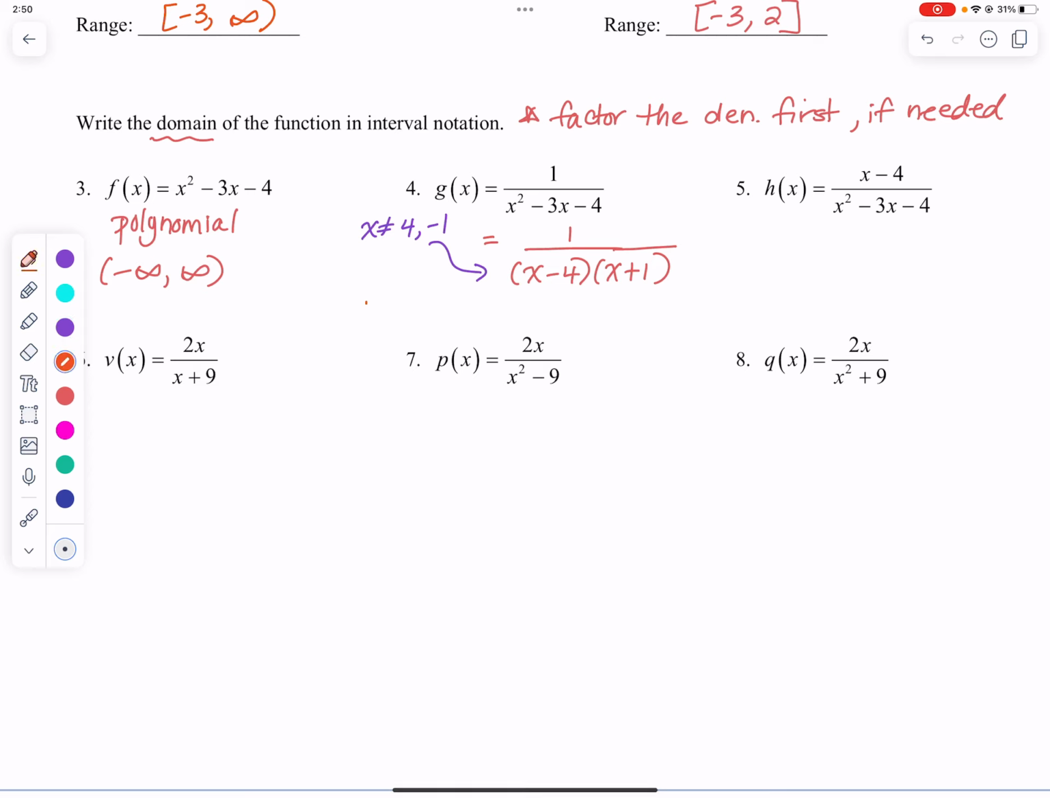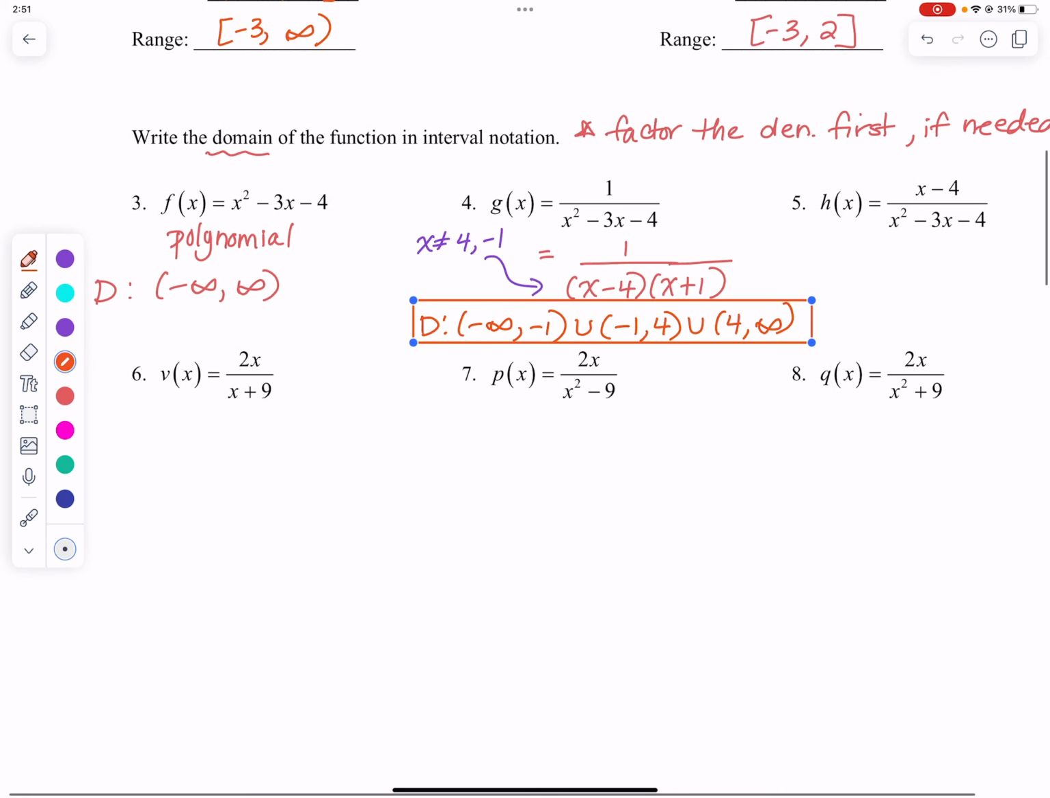So our domain is going to be from negative infinity to negative 1, union negative 1 to a positive 4, and union with positive 4 to infinity. So pretty important that we remove those restricted values in order to write that domain.